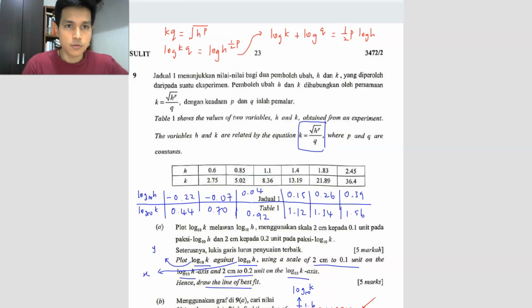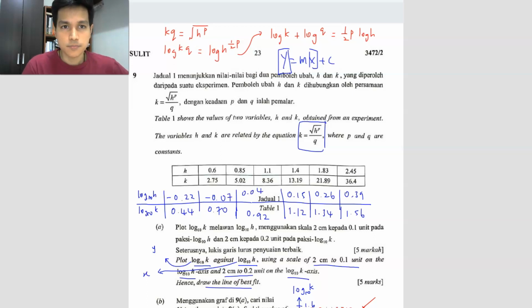Okay, so now what you notice is that you have log K here and log H, correct, which is what the y and x axis is. Okay, so what you can do is you can rearrange this to form your y equals to mx plus c. Okay, the y should be log K, the x should be log H. Okay, because I'm using based on this graph. Okay, because they asked to plot log K against log H, correct? So make sure your axes are correct.